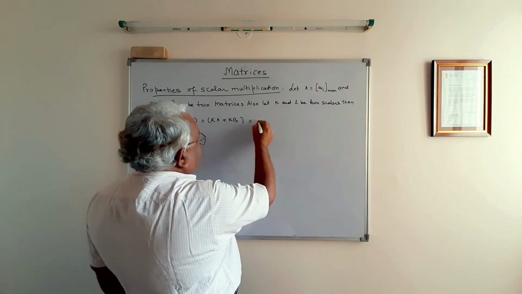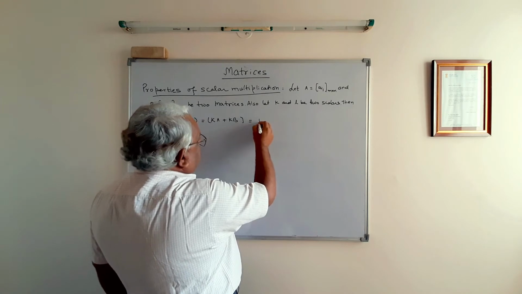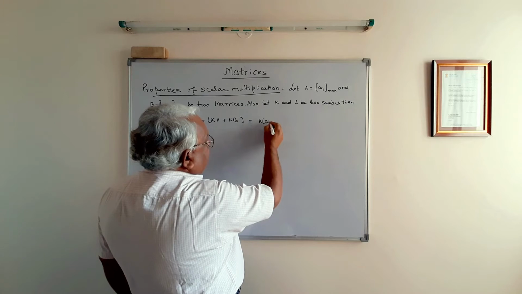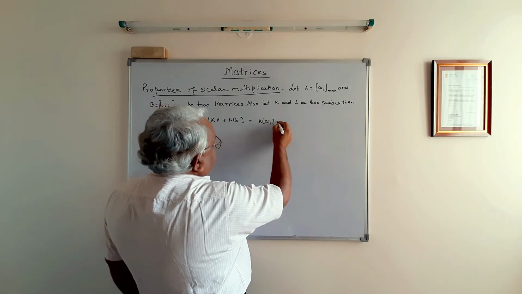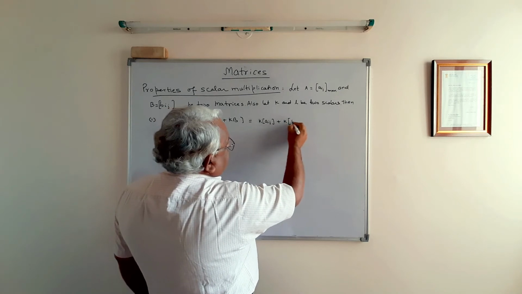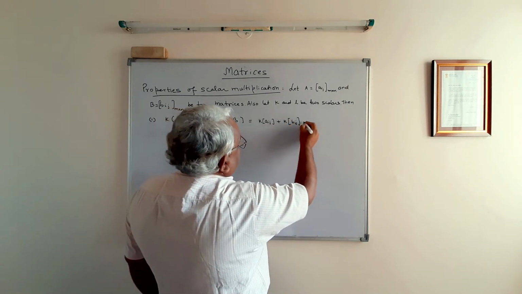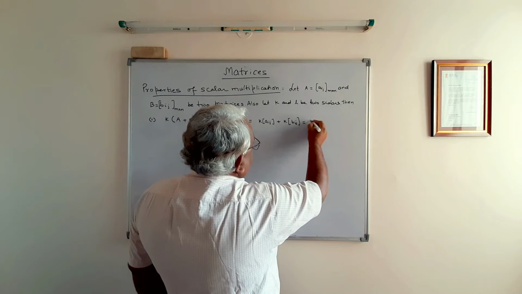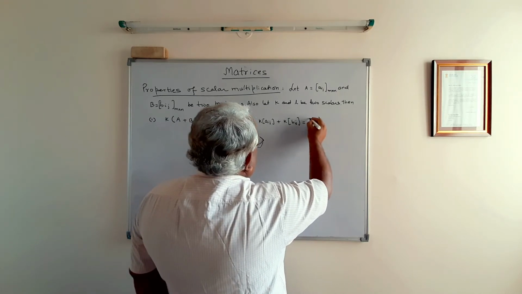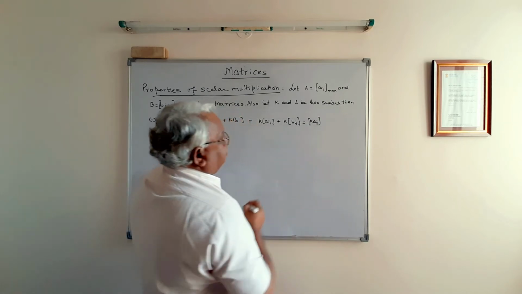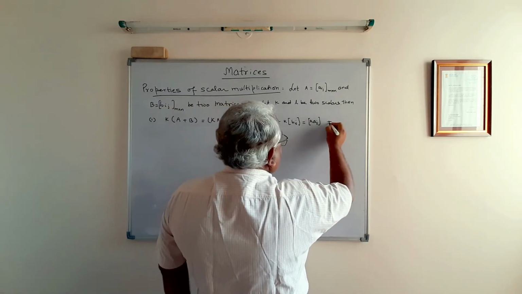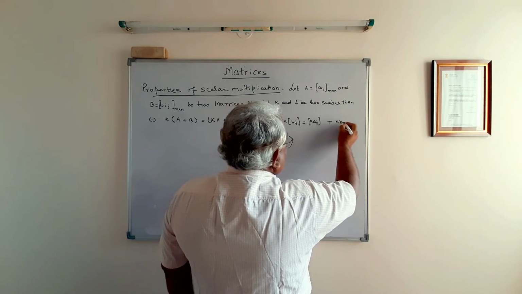which is equal to K times Aij plus K times Bij, which is equal to Kaij plus Kbij.